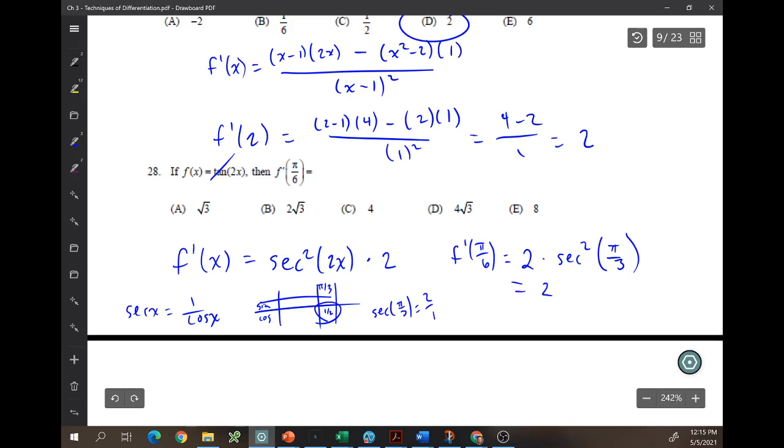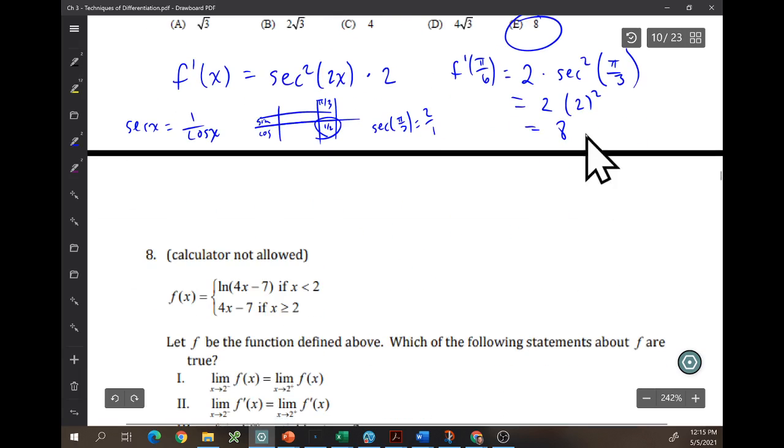So this ends up becoming 2 times 2 squared, because it was secant squared, which is 8. Right, because cosine is 1/2, secant is 2, and we're squaring it, so it's 4. And then 4 times 2 is 8.